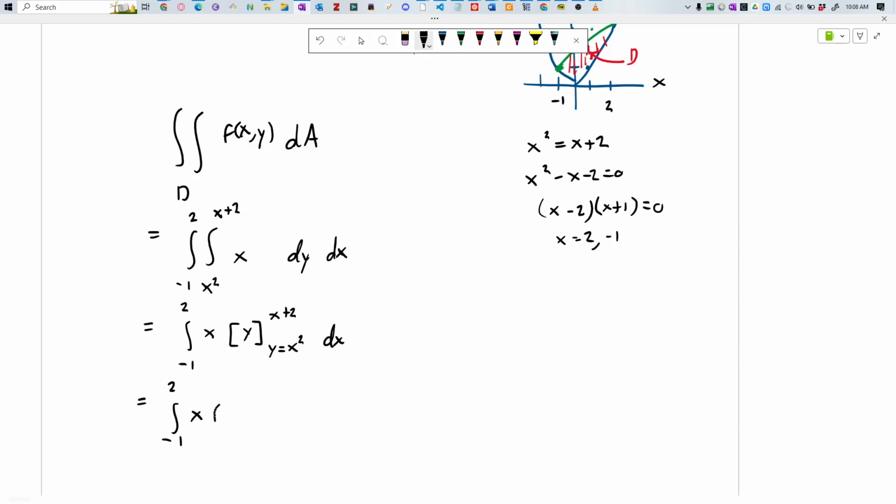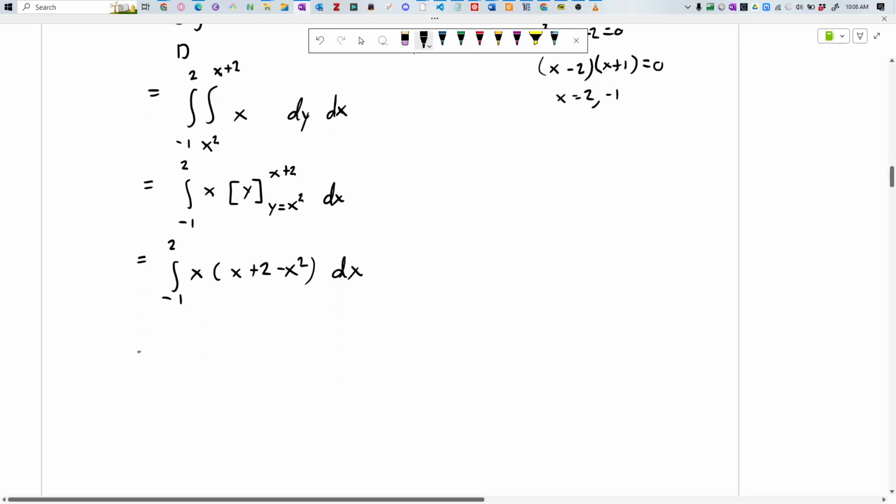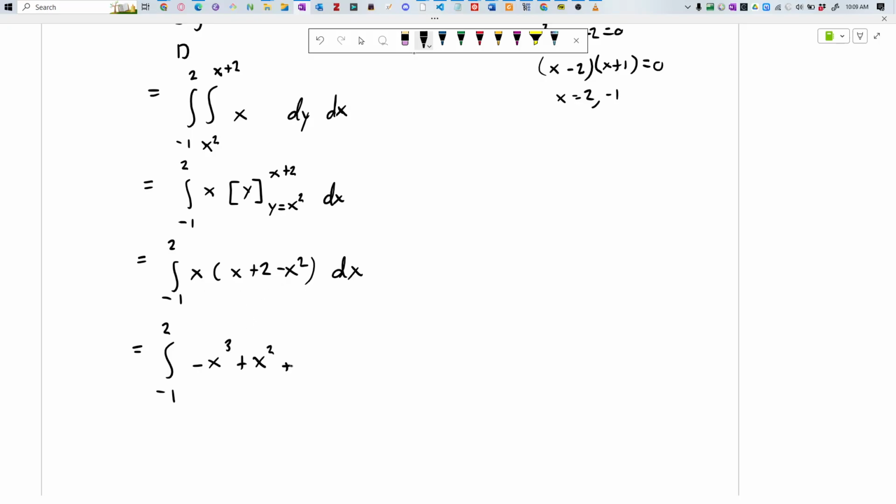Okay, doing this evaluation, we end up with x times (x plus 2 minus x squared) dx. Now let's simplify our integrand. Let's put it in polynomial order. So we have negative x cubed plus x squared plus 2x. We integrate all of this with respect to x.